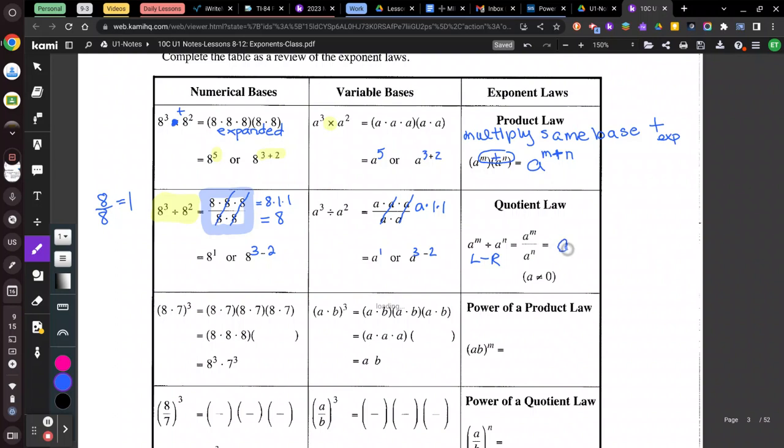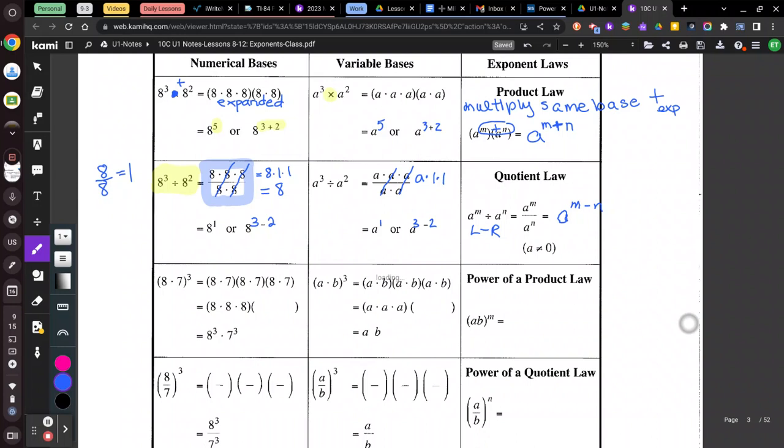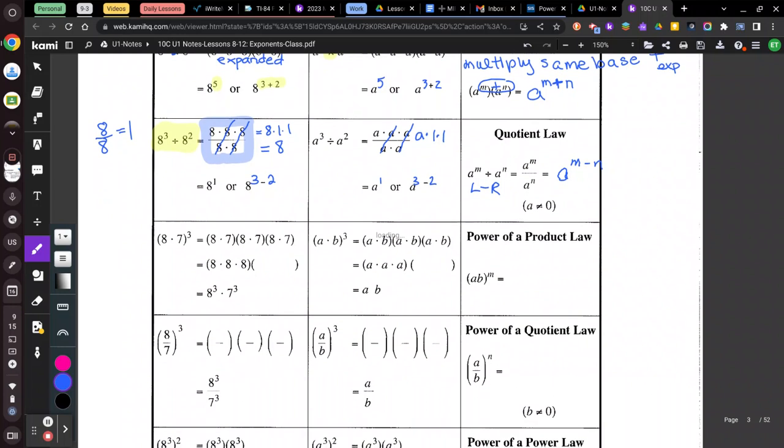So the generic form is to say m subtract n. Base A, m subtract n. And they're telling us, because it's in a fraction form, the letter A can't be 0. And the reason is you can't divide by 0. Your calculator will tell you that. If you say 4 divided by 0 or anything divided by 0, it's going to say error. Literally can't divide by 0.